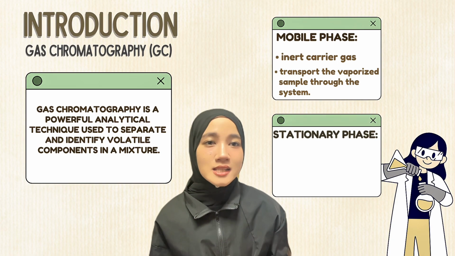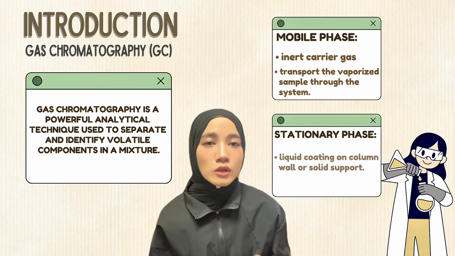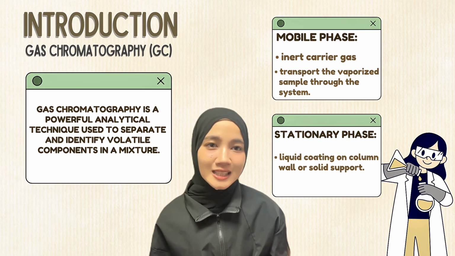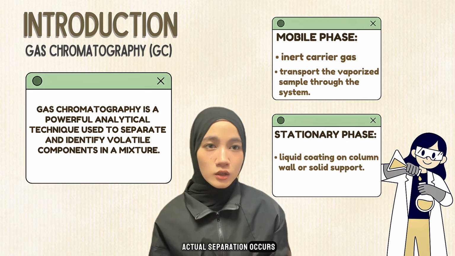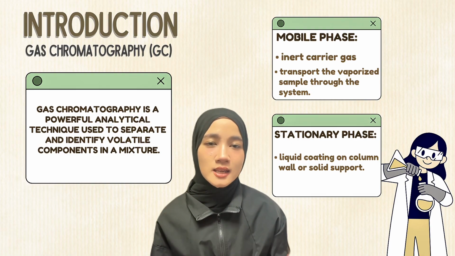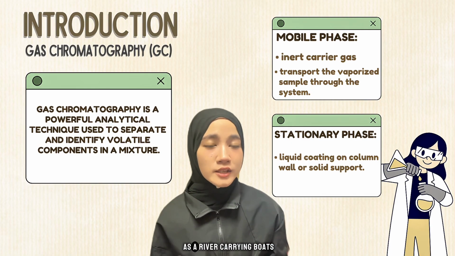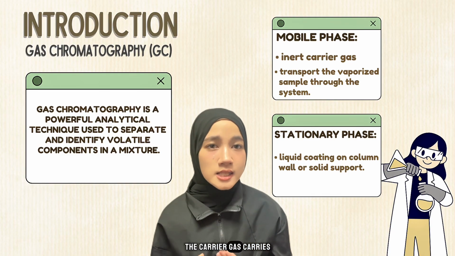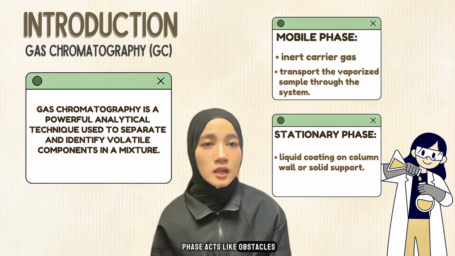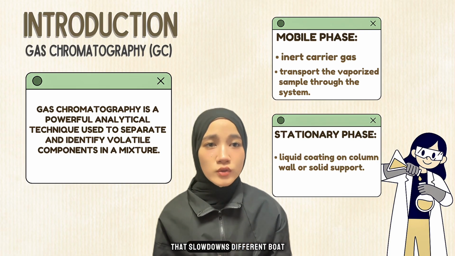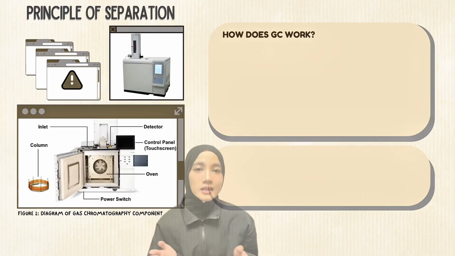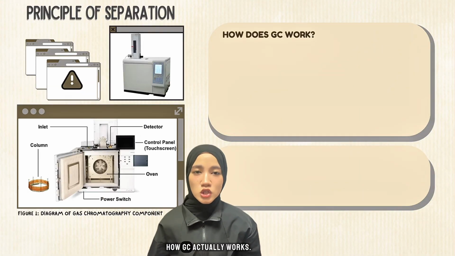The stationary phase, on the other hand, is a liquid coating on the column wall or on a solid support material. This is where the actual separation occurs as the different components interact differently with the stationary phase. Think of the mobile phase as a river carrying goods. The carrier gas carries our sample. Meanwhile, the stationary phase acts like obstacles along the riverbank that slow down different boats by different amounts, causing them to separate.